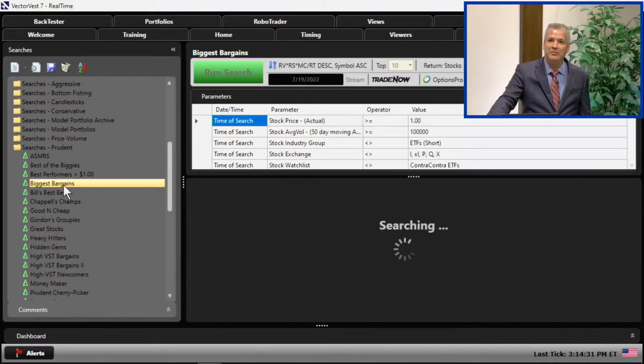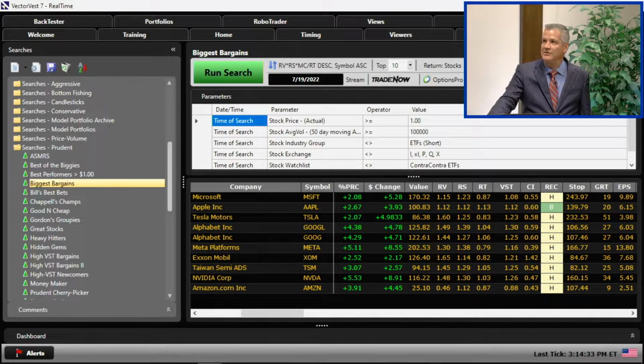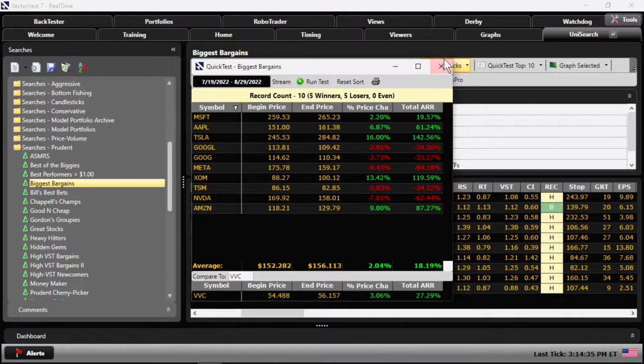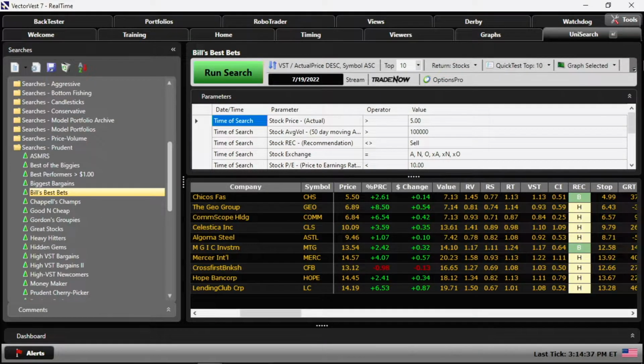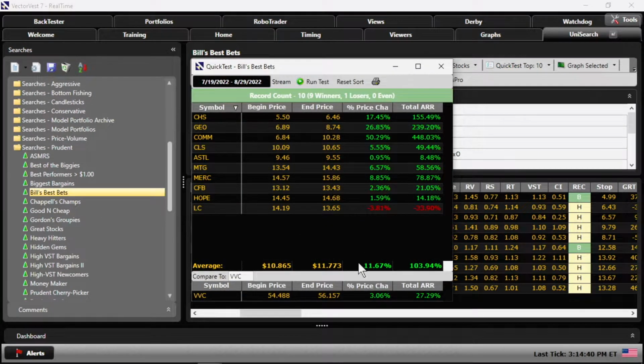Can we do better? I don't know. Biggest bargains. Let's see. And so this is the process. I'm not going to belabor it on and on and on. Let's see how my search does here. Oh, that's not too bad, right? So Bill's best bets could be a choice.